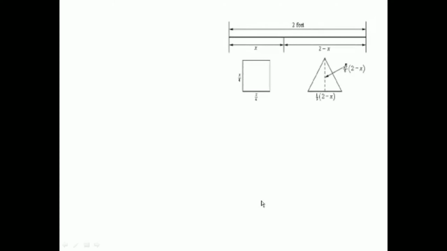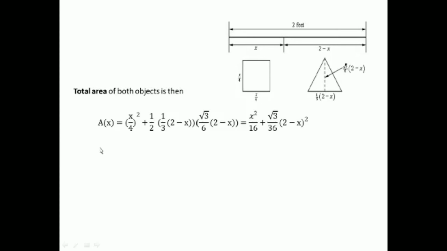So the total area of both objects is then A(x) equal to (x over 4) squared plus 1/2 times 1/3 (2 minus x) multiplied by square root of 3 over 6 times (2 minus x), which is equal to x squared over 16 plus square root of 3 over 36 multiplied by (2 minus x) squared.